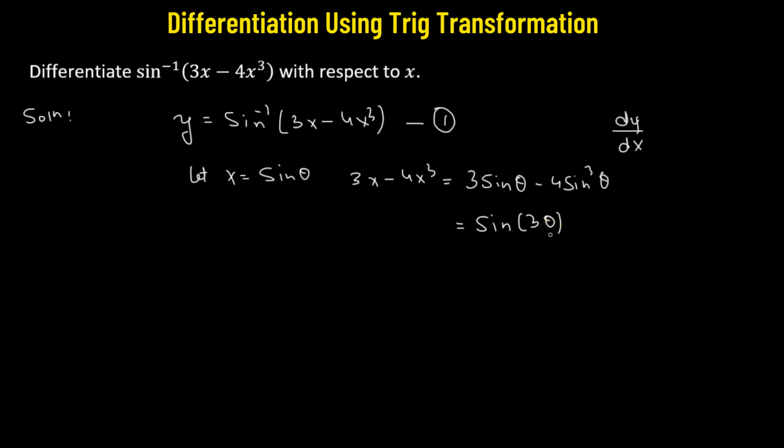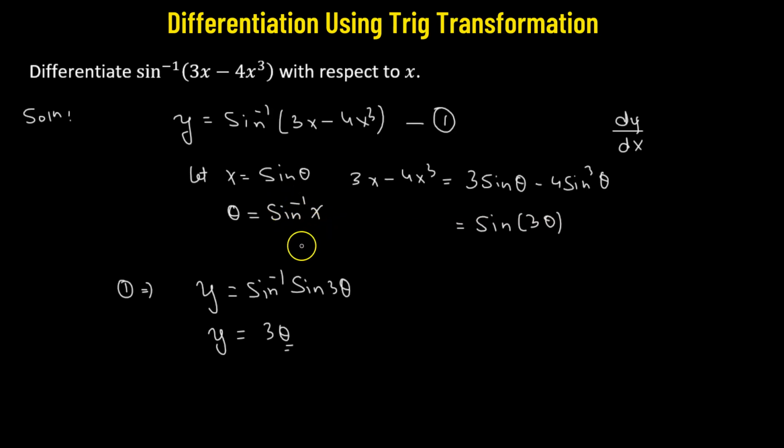So when we expand sine of 3 theta, we get 3 sine theta minus 4 sine cubed theta. That means our equation number 1 will become y equals sine inverse of sine 3 theta. Now we know that sine inverse of sine 3 theta is equal to 3 theta. In place of theta, since we are given x equals sine theta, theta must be equal to sine inverse of x. So we have y equals 3 times sine inverse of x. So this is the simplified form of equation number 1.